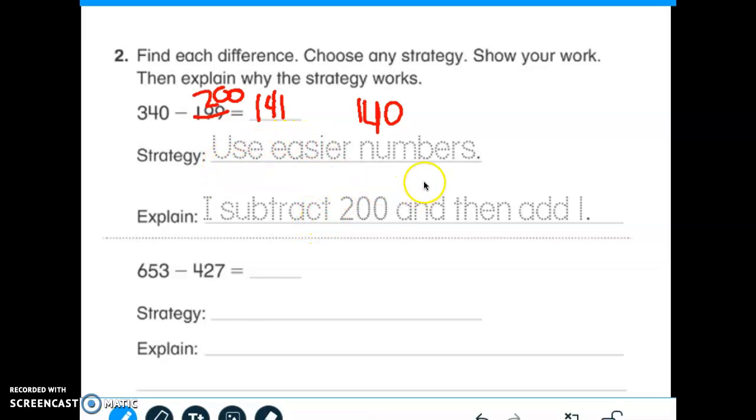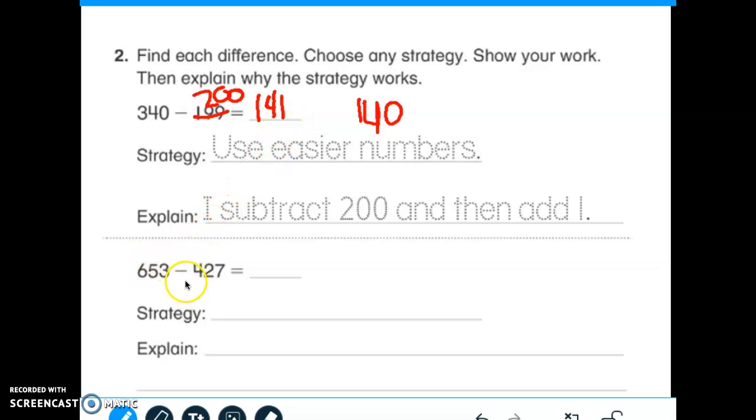So the strategy I used was to use easier numbers. And how I explained, first I subtracted 200, which is what I did here, and then I just added 1 because I had to add 1 here. So I needed to subtract an extra 1. So to further explain that, essentially I subtracted more than I needed to, so my number should be bigger, so that's why I added that 1.